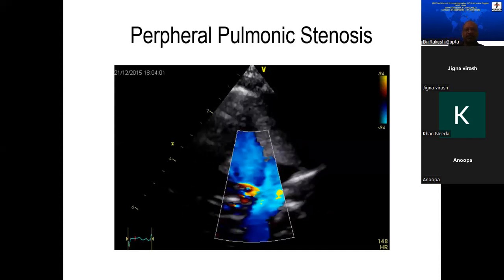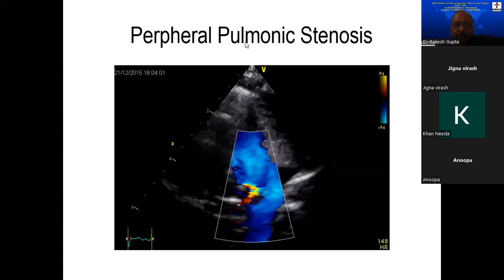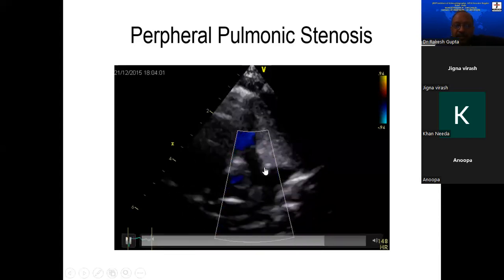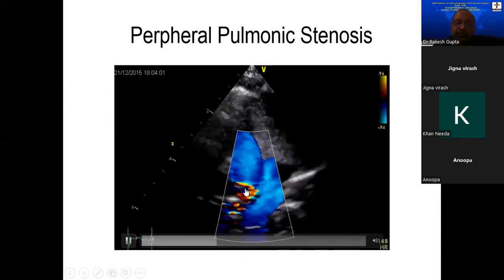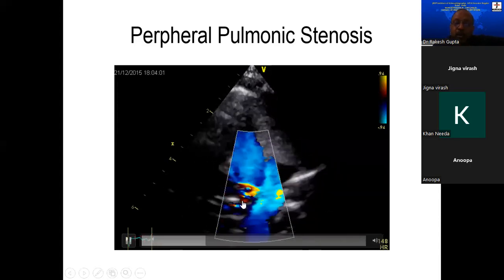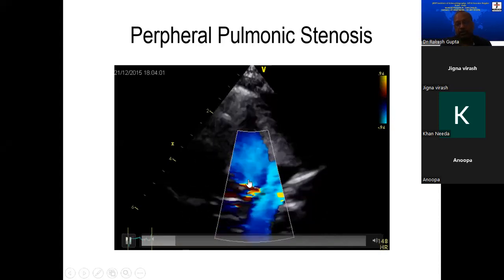This is a picture again from our own lab. This is a pulmonic artery over here. This is dividing to left and this is dividing to right. This is known as peripheral pulmonic artery stenosis and is quite commonly seen in newborns.